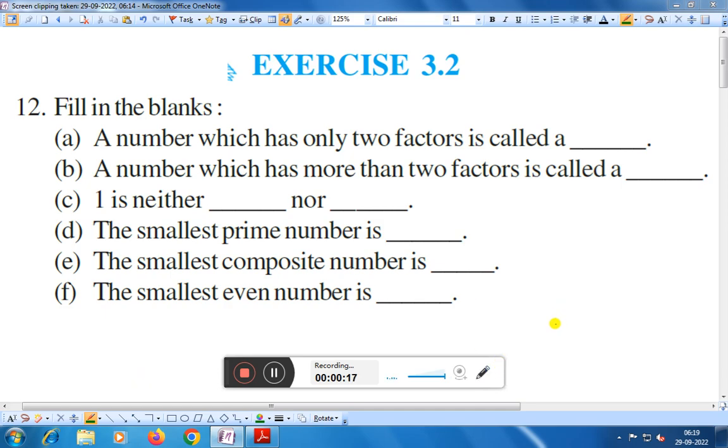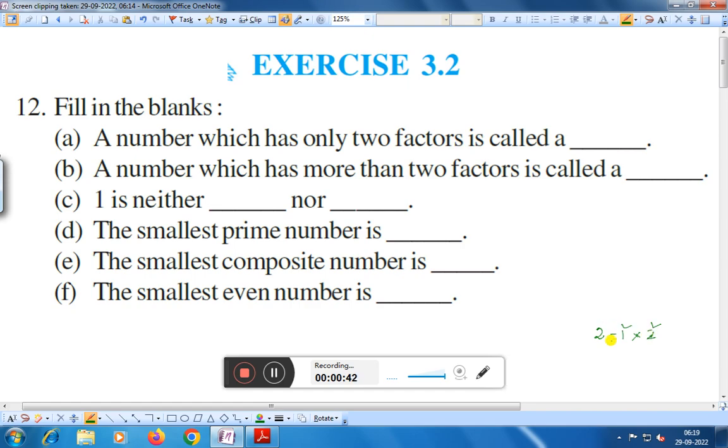We may take one example, suppose 2. You can write 2 as 1 into 2. You see here that 2 has only two factors, 1 and the number itself, and there is no other factor, therefore 2 is a prime number.